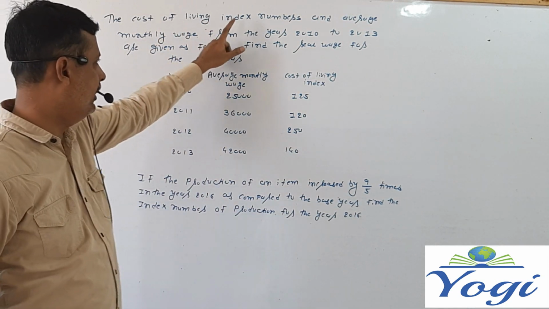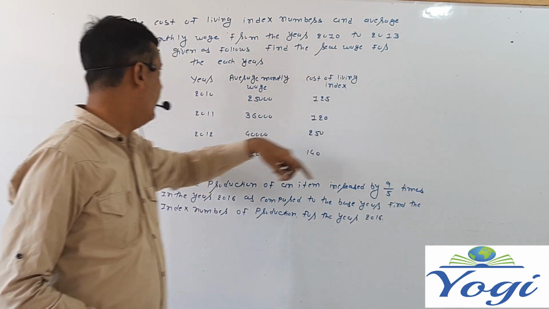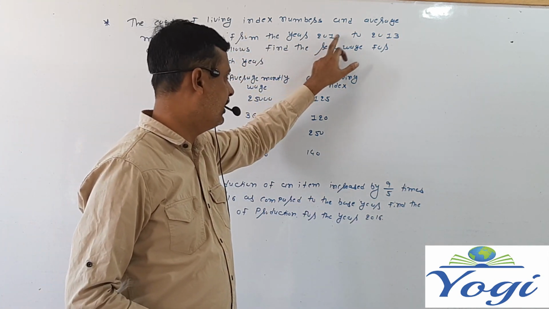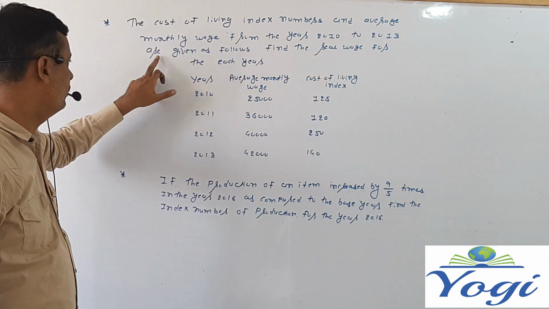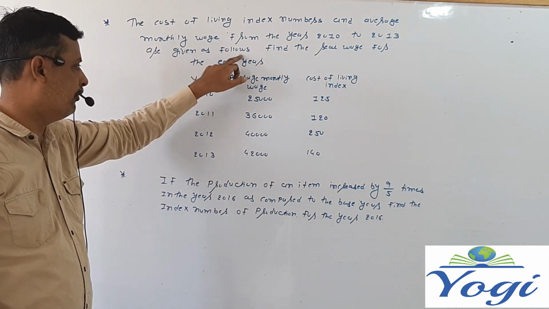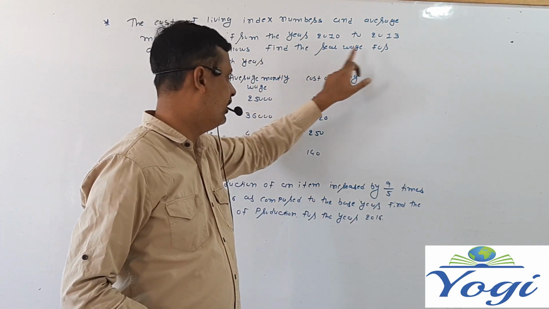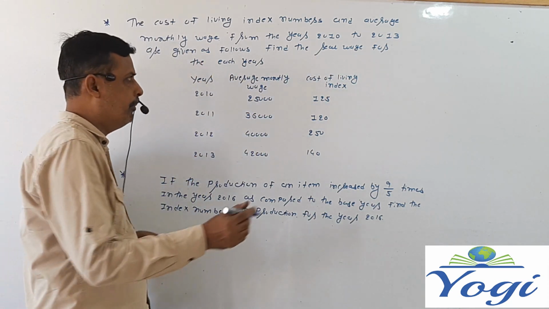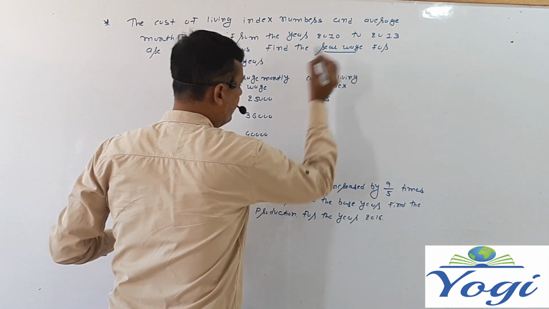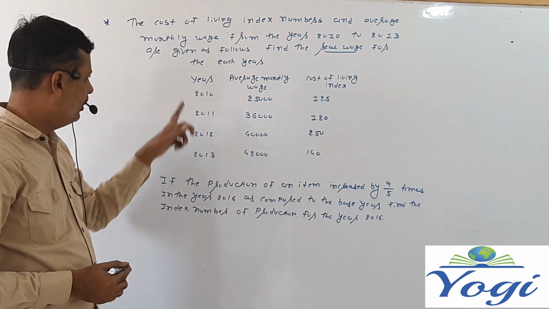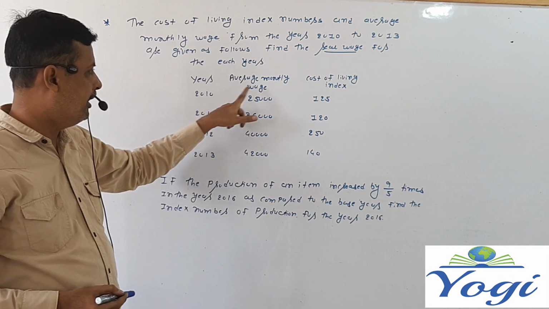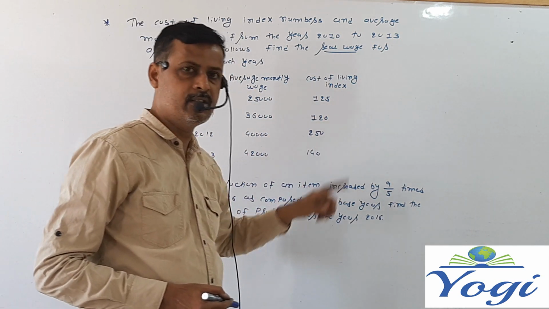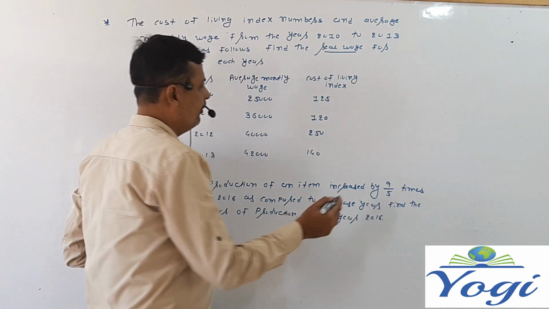The cost of living index numbers and average monthly wage from the year 2010 to 2013 are given as follows. Find the real wage for each year. In this example, we have to find the real wage. Year is given, average monthly wage is given, as well as cost of living index is given. So the real wage is required.